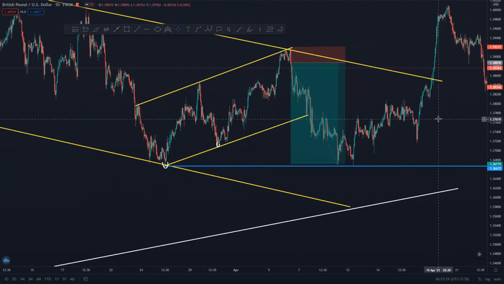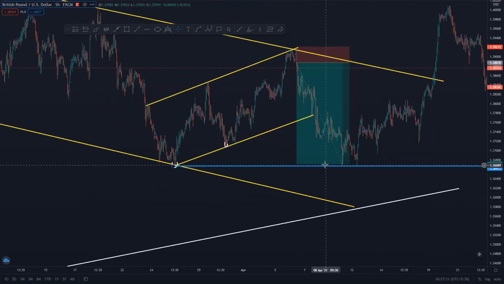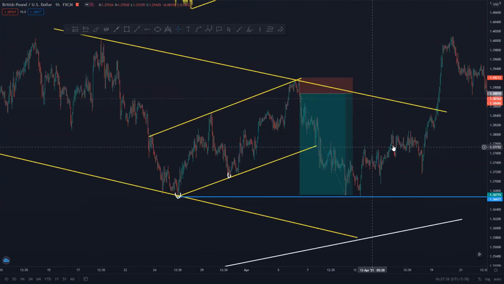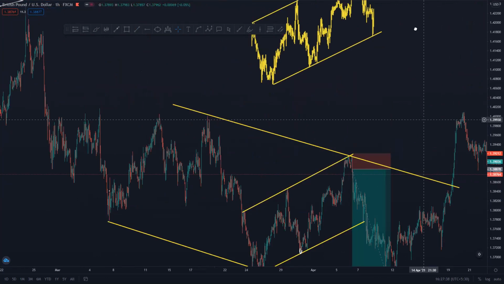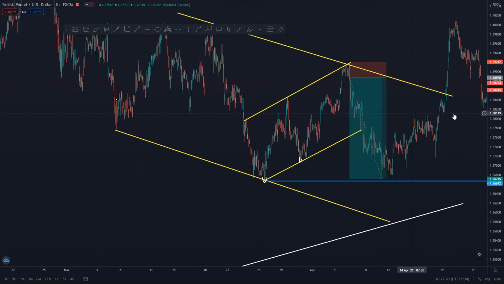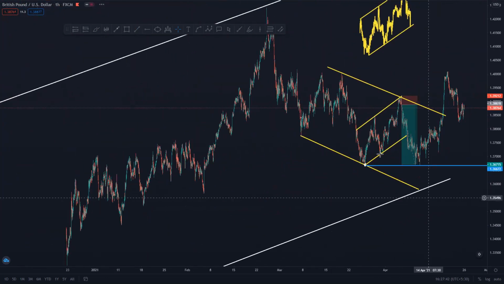But how long did you hold this trade? I was holding it at this area, sir. No, like how long did it take to reach there? Sorry. How long did it take to reach there? 1 week, 10 days, 1 month?